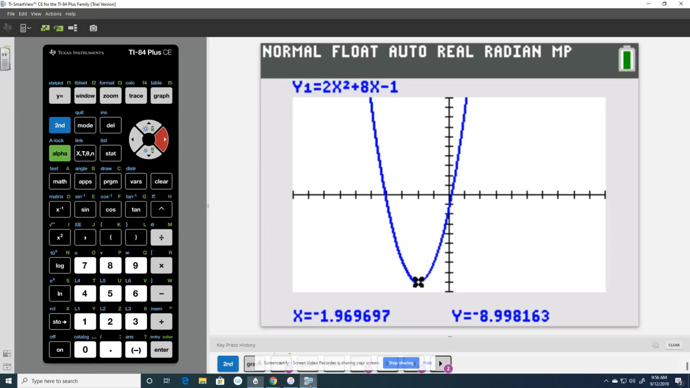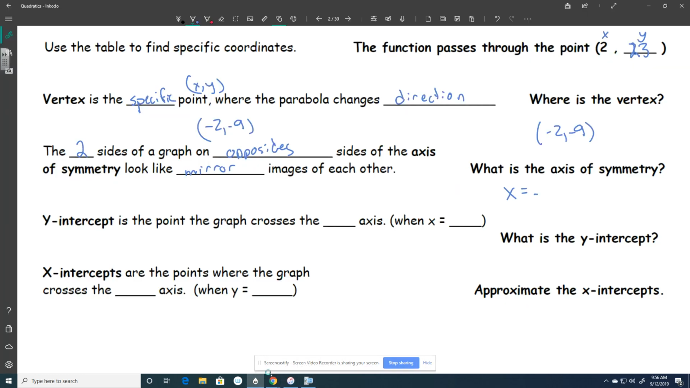If I look at my graph, that line right here, x is always the same because it goes straight up and down. It doesn't matter if I'm up here or here or here. Wherever I am on that line that goes straight up and down, x is always going to equal -2. So that's my axis of symmetry: x equals -2.